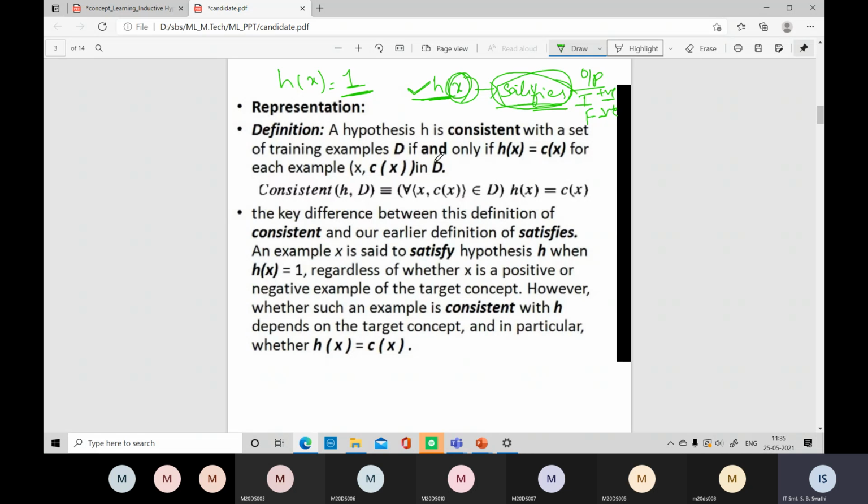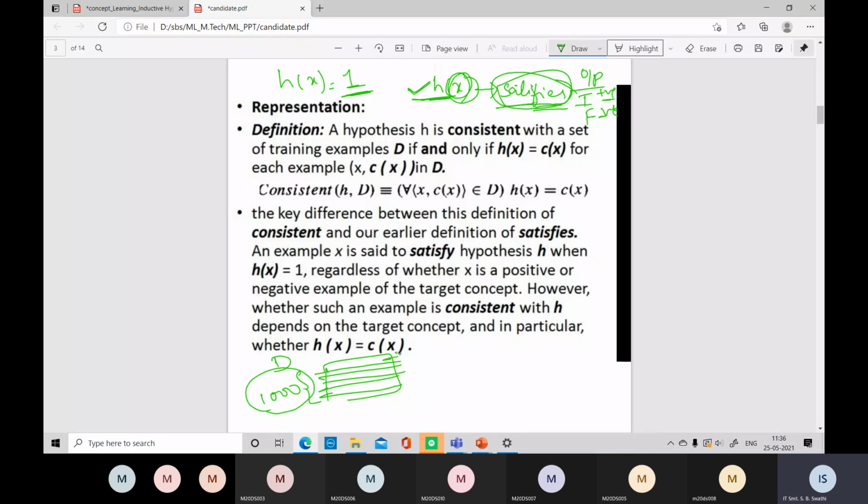And here there are some notations. We have a set of training examples. Okay, we have a database, and in that database we have a lot of instances. Suppose some 1,000 records are there. All these 1,000 records put together are called training data or training examples. And this we represent with the notation capital D.